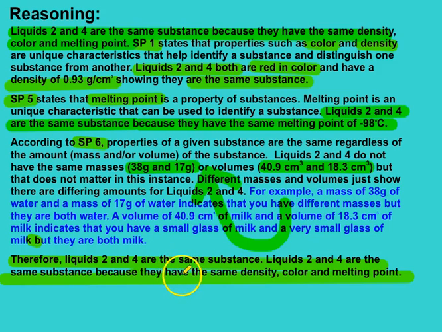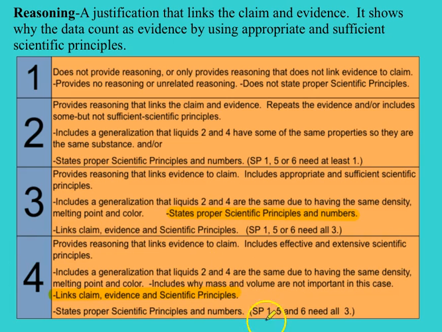So this is how you write a good reasoning. Your reasoning should by far be the largest part of your CER. Some of you are coming in writing one sentence, two sentences. It's just not enough. You do have to have all the scientific principles. You have to state the scientific principles along with the numbers. You included why mass and volume are not, in this case, a factor, why it doesn't matter. And it links claim, evidence, and reasoning. So again, as always, make sure you ask questions if you have them, especially on the reasoning part.